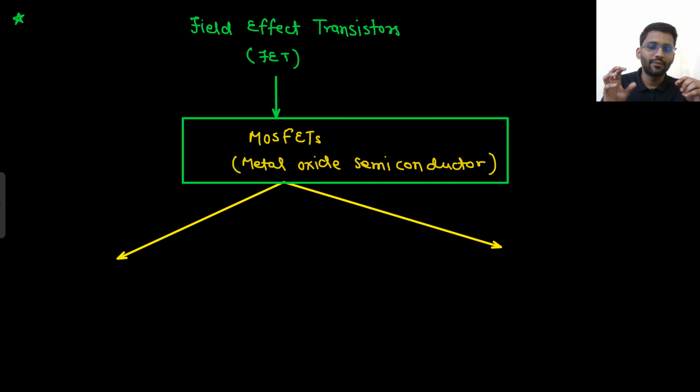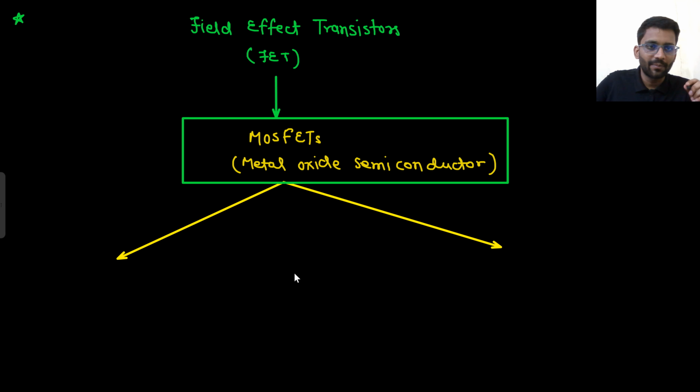So what does MOSFET stand for? Metal oxide semiconductor, and FET stands for field effect transistor. We will understand the meaning of every term here: why metal, why oxide, why semiconductor, why field effect transistor. We will understand the meaning of every single term. Before that, let's do the classification.